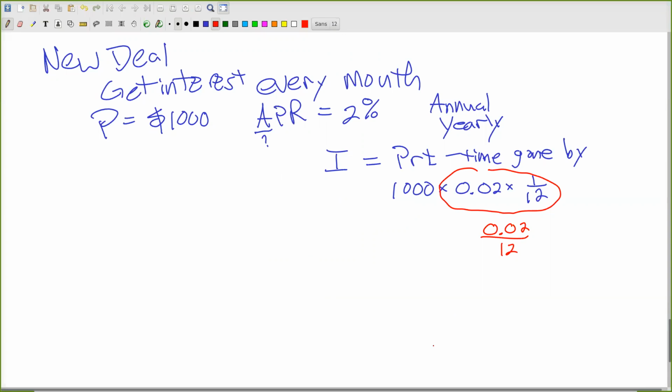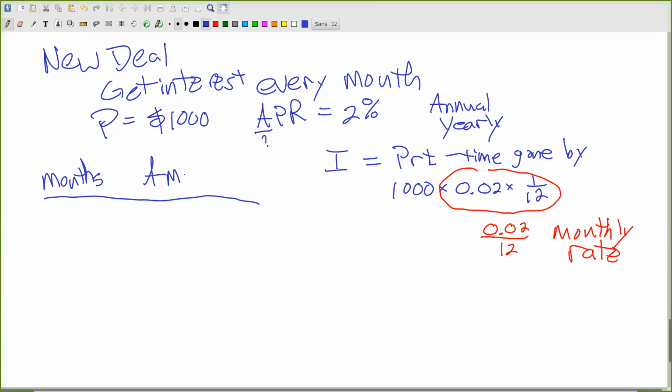This fraction I wrote in red is the conversion from a yearly rate to a monthly rate, whereas the 2% is a yearly rate. This right here is a monthly rate. And so that's going to be my new rate for what I'm going to do here. So I'm going to make a table like before. Instead of years, I'm counting months. And then I want to look at what's my future amount. Yeah, we got to be careful. We have A for amount. We also have A for annual. So context matters.